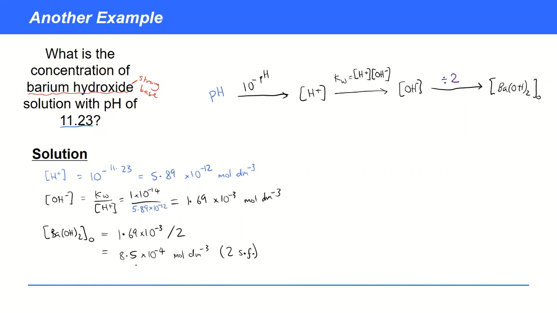And notice that that's quite a long way below the solubility limit of about 0.3 moles per decimeter cubed for barium hydroxide. So our strong base assumption looks pretty good.